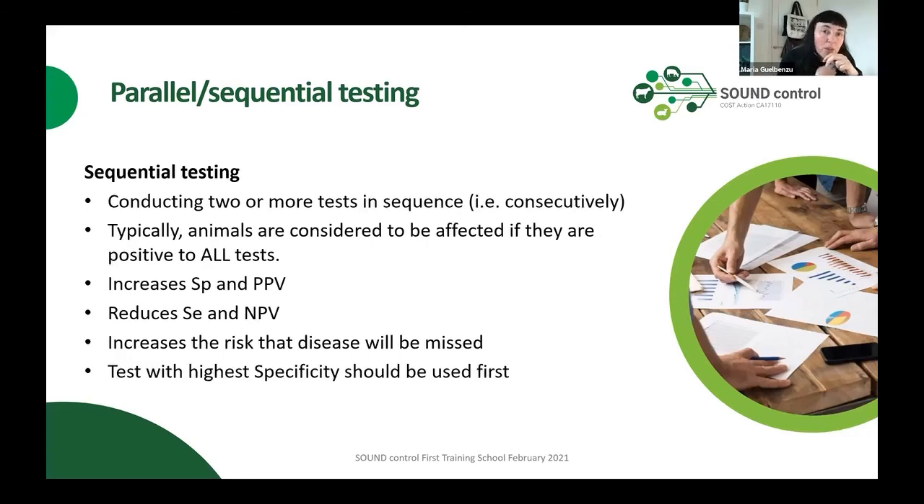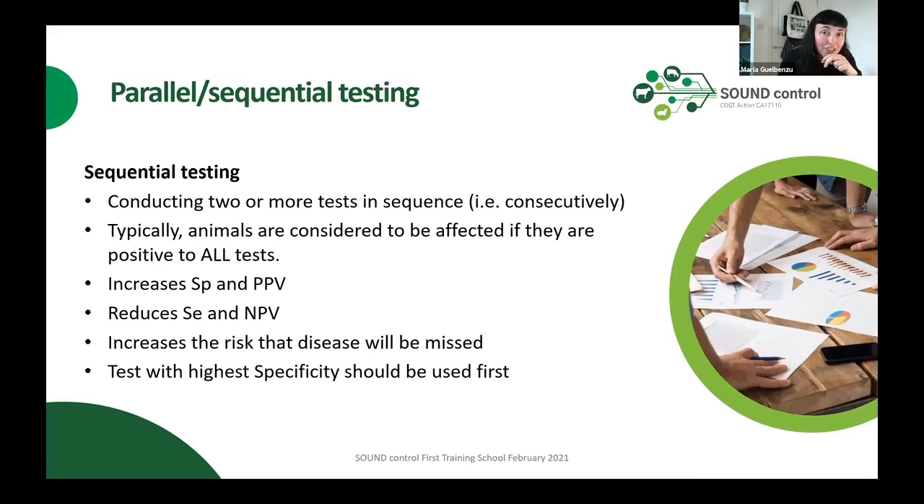What about the sequential testing? Well, what it means is that we conduct 2 or more tests in sequence, so one after the other. Typically the animals are considered to be affected if they are positive to all tests. And what you would do is only do a second test if the first one is positive. So this approach increases the specificity and the positive predictive value.